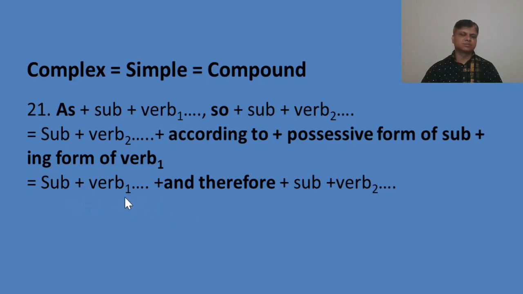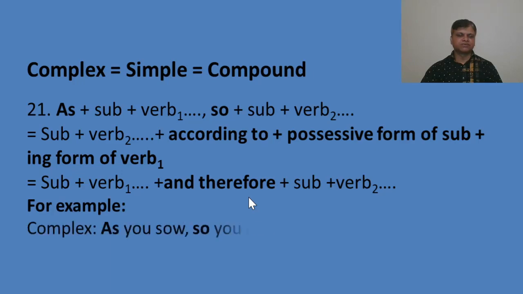Subject verb 1, that is, you have to use the dependent clause first, then "and therefore," then you have to use subject verb 2 and the rest of the sentence. Here, "therefore" refers to "consequently." Therefore means consequently.